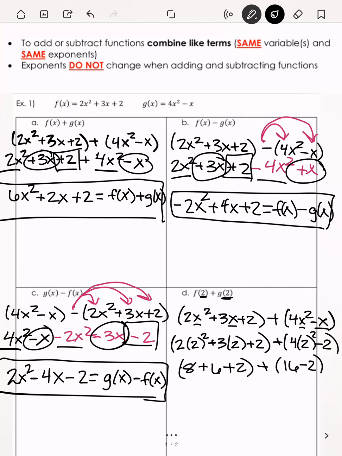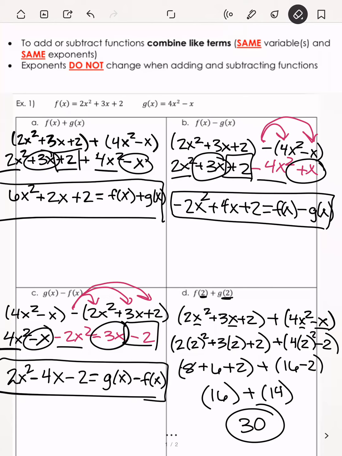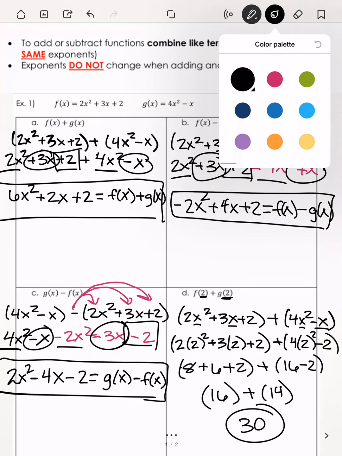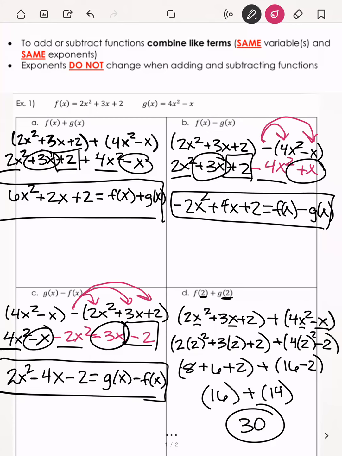I have 8 plus 16, that's 14 plus 2, which is 16. And then here I have 16 minus 2, which is 14. And 16 plus 14 is 30. So f of 2 plus g of 2 equals 30. Okay, that is one way to do it. Change colors. If I go back up to example A, notice that's when I added f and g.